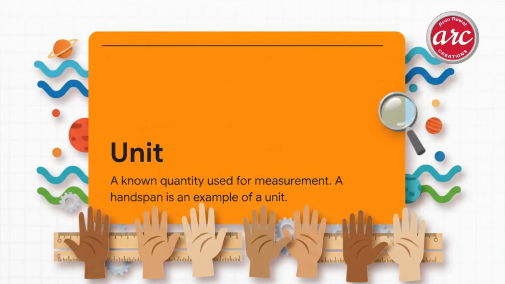And this really gets to the core of the whole thing. What they were using, the handspan, is called a unit. A unit is just a known amount that you use to measure something unknown. So, using a unit, that was a brilliant idea. But their choice of unit, the handspan, yeah, that was totally unreliable.